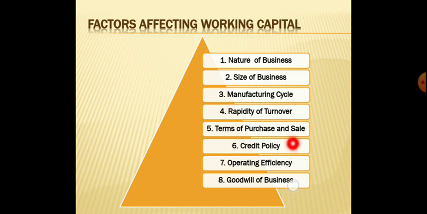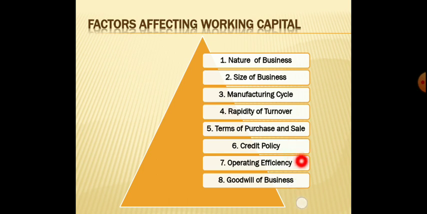Sixth one is the credit policy. Now, the credit policy means how quickly you are going to pay your creditors, or how quickly you are going to get paid by your debtors. So this type of credit policy also determines how much working capital is required in the business. If you have a liberal credit policy, you will require more working capital, because liberal means the debtors have the freedom to take time and pay. If you have a strict or tight credit policy, you will require a smaller amount of working capital.